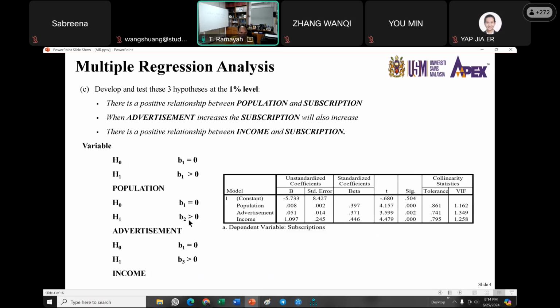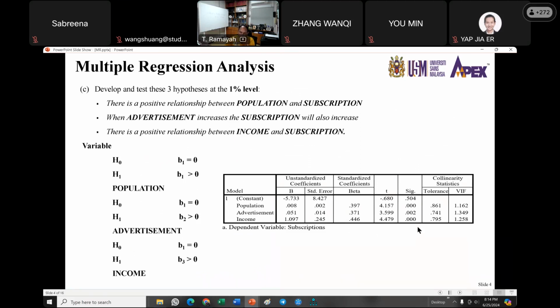So after you have written the hypotheses, then only we can look at the result, which is given in this table, the t value and the p value. You can actually interpret the t value or the p value. They are inversely related. When the t value goes up, the p value goes down.